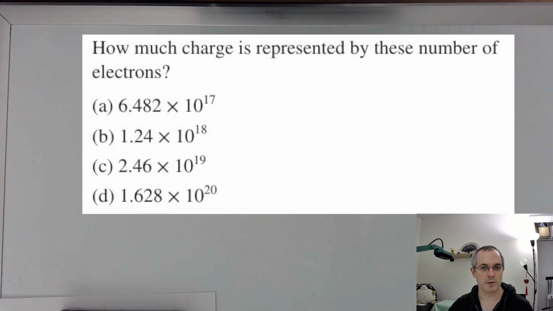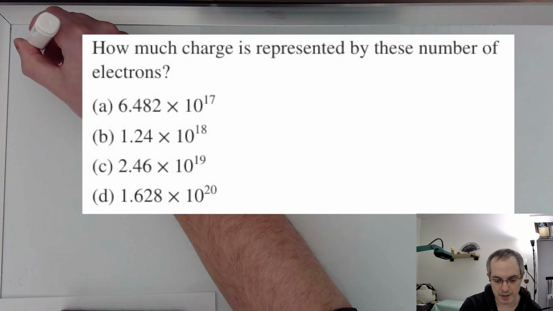Okay, so question 1. How much charge is represented by these numbers of electrons? So 1, 2, 3, 4, A, B, C, D. All right, so we're going to need, let's write these down.